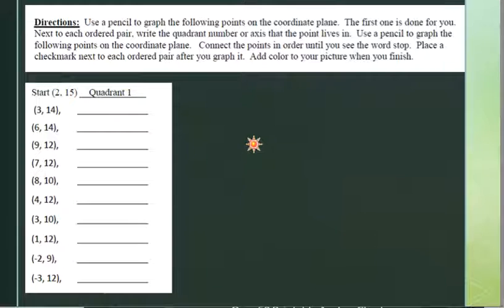Your assignment includes 2 pieces of paper that you'll have to print. One of them are your directions, and basically it is just a list of points that you need to plot, and you need to continue to plot these in order. Okay, you can't get them out of order. You've got to plot them in order, and then you connect them as you go until you get to the word stop. As soon as you get to the word stop, you stop connecting. Okay, and you're going to start a new line that you will then continue to connect until you get to the next word stop.